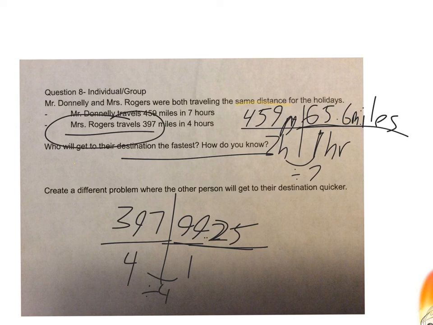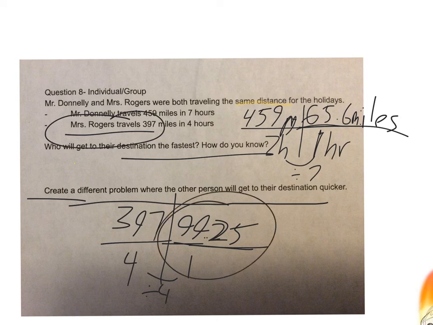Yeah. So create a different problem where the other person will get to their destination quicker. So how would I create a different problem? 65 miles an hour probably isn't too bad. And I would honestly say, let's just switch the person and let's make Mrs. Rogers not drive ridiculously fast. How do we do that?